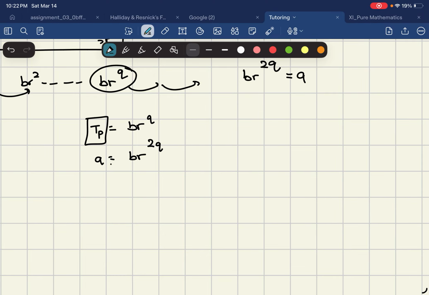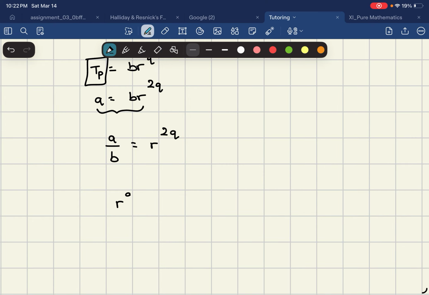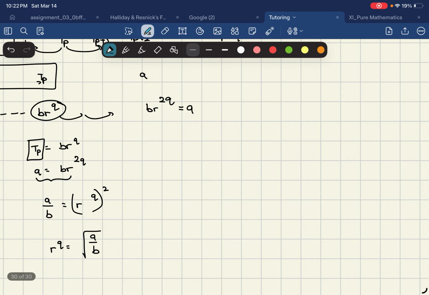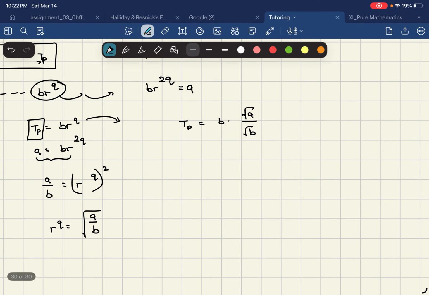All right. So using this expression, I know that a divided by b is r to the power 2q. Or rather, r to the power q is the same as having this squared. So I square root my left-hand side. Right? So r to the power q is square root a divided by b. And I substitute it here. So the pth term is just b times r to the power q, which is root a divided by root b, or square root of a divided by b.